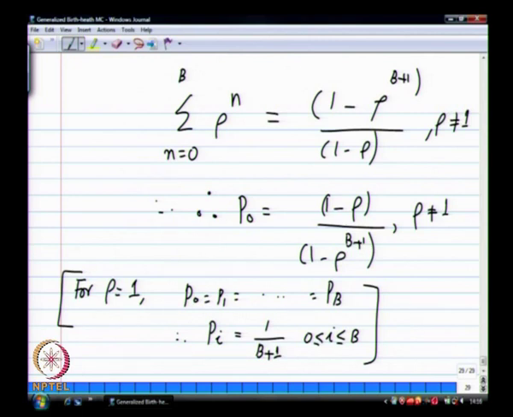Okay. So now if you look at this again, if you plug in b equals infinity, you can simply see that when rho is less than 1 and b approaches infinity, then the denominator becomes basically 1, therefore it is 1 minus rho, and that is what we also derived in the case of the first system.